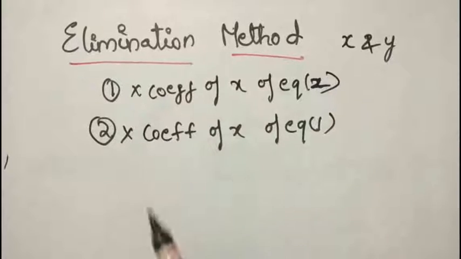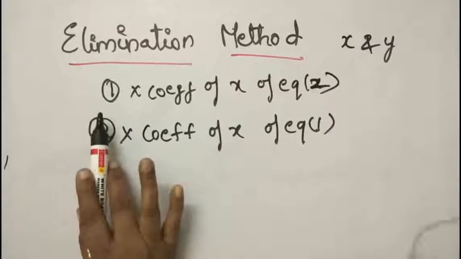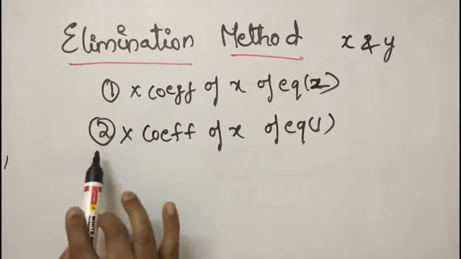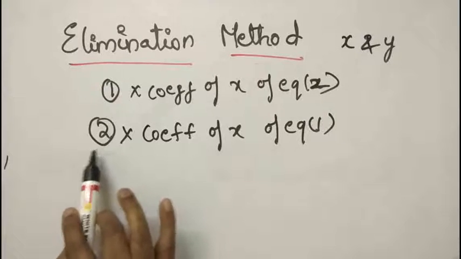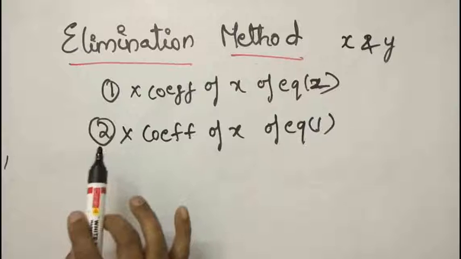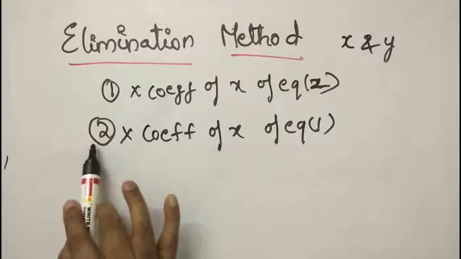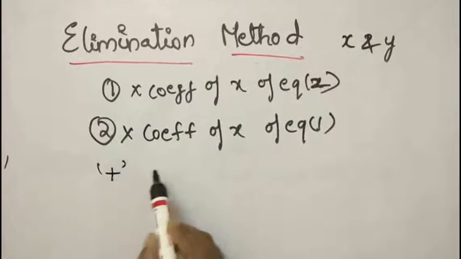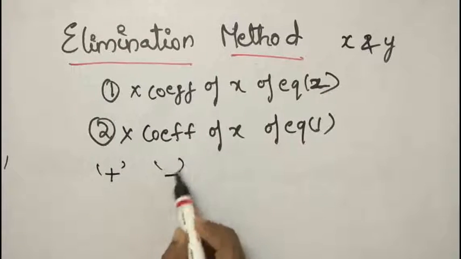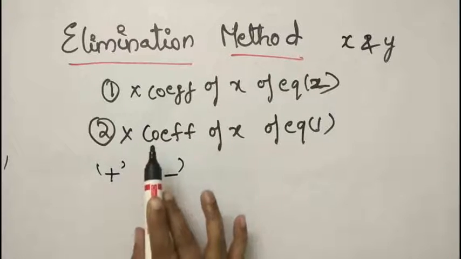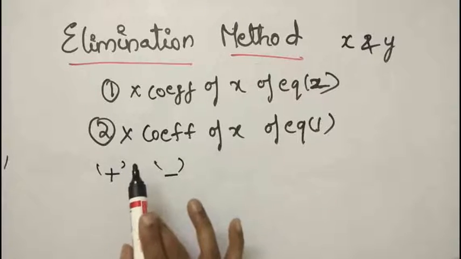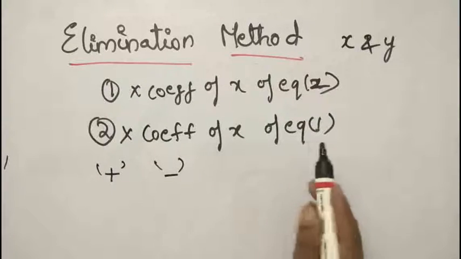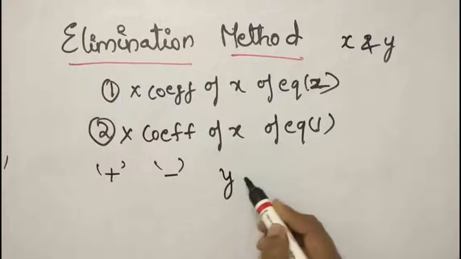Okay? After doing so, the coefficient of x in equation 1 will be the same as the coefficient of x in equation 2. Is it not? The terms having the variable x, the coefficients of these two will be the same. So after performing addition or subtraction, you have to eliminate the term having the variable x. If you do so, then you will be left with the term having variable y and the constant term. So you will get the value of y. Okay?